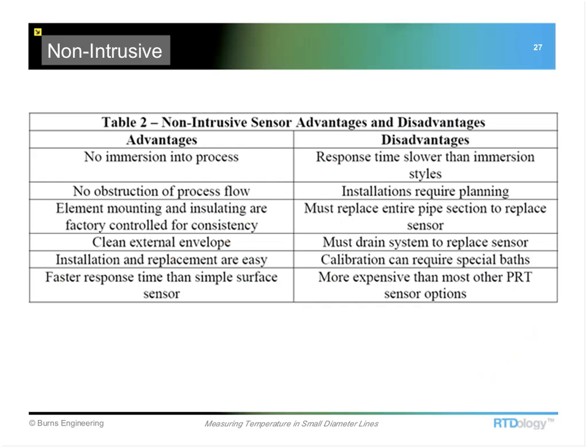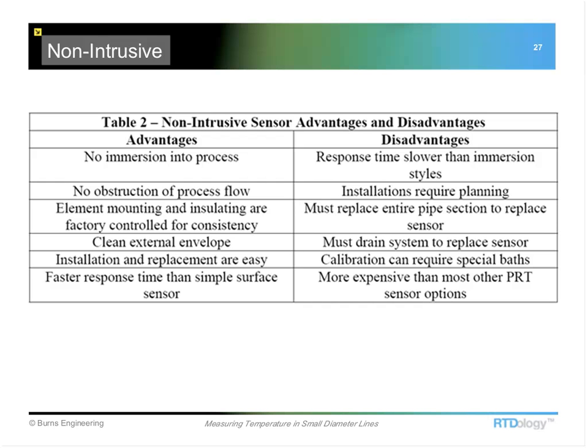Just to review, advantages: we don't have anything going into the process. It works really well for really small lines, 1/4 inch on up. The whole sensor is all sealed up. You can wash it down, and if the connection head is in place and tightened up, you're not going to have to worry about moisture getting inside the sensor and causing a problem. It does have a fairly slow response time, maybe 15 seconds, whereas a direct immersion sensor might be down around 3 or 4 seconds.